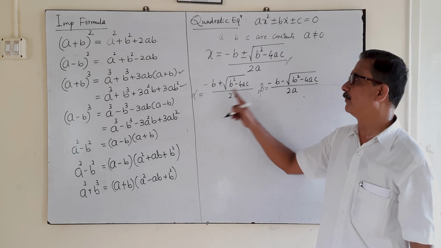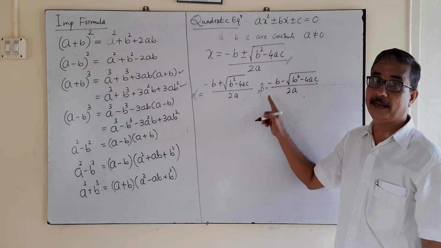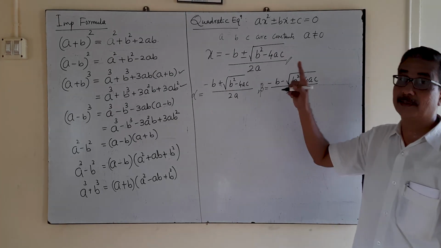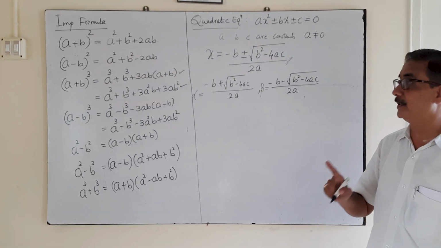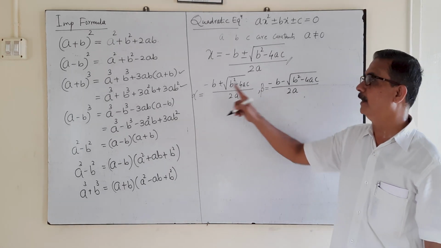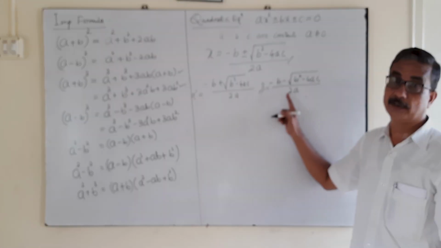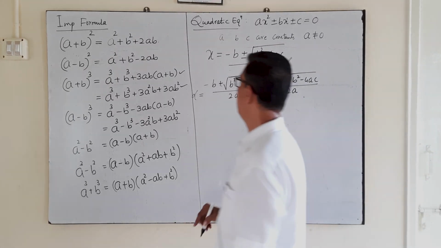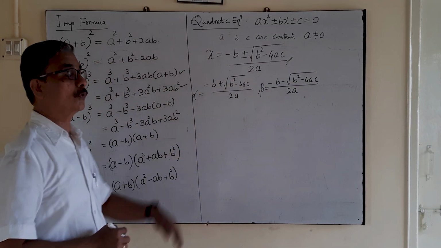In the previous class, instead of alpha and beta, we took m and n as the roots of the quadratic equation. Instead of m and n, say alpha and beta. What are alpha and beta? Roots. Okay. Next result, to find the sum of roots.